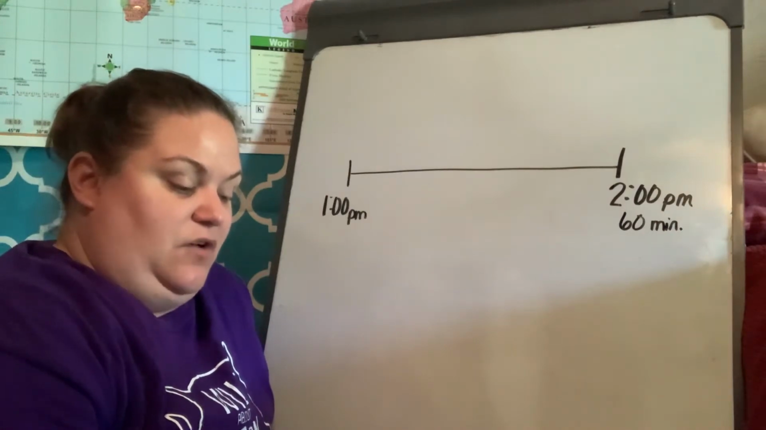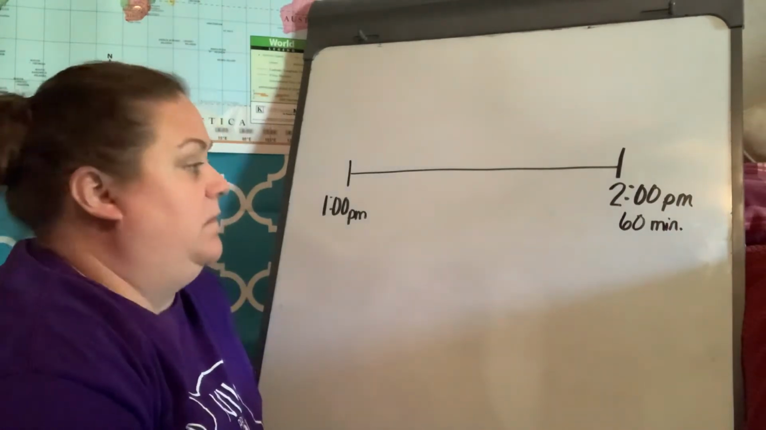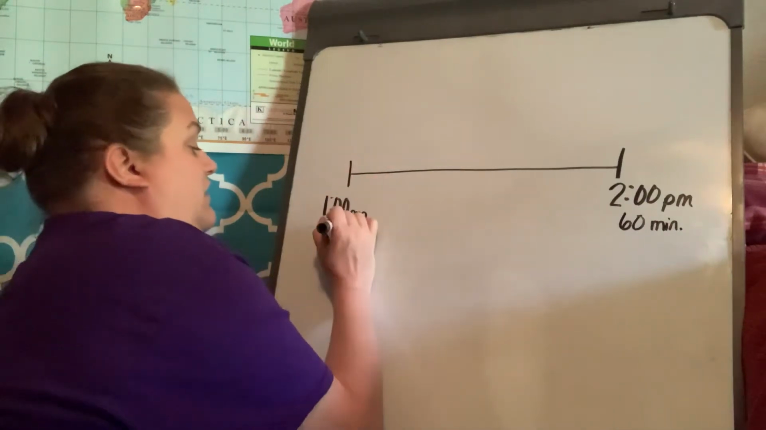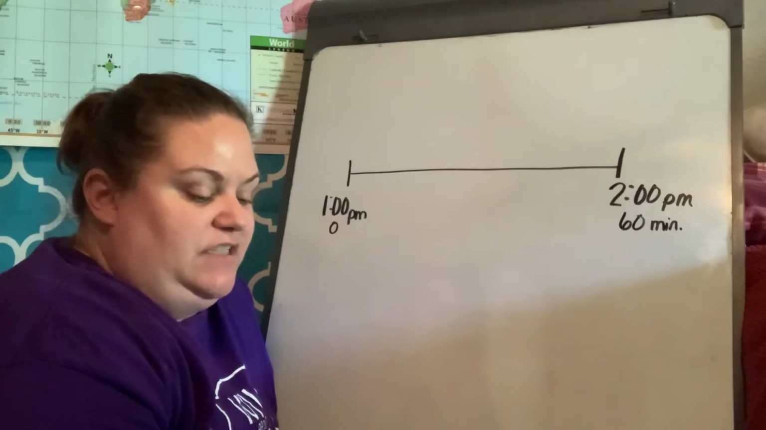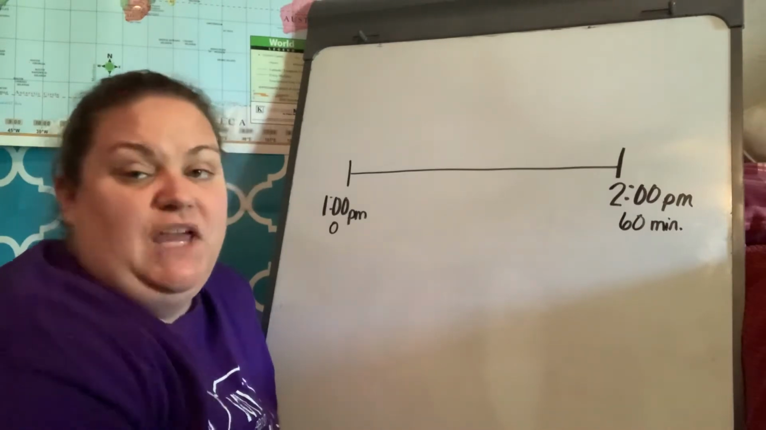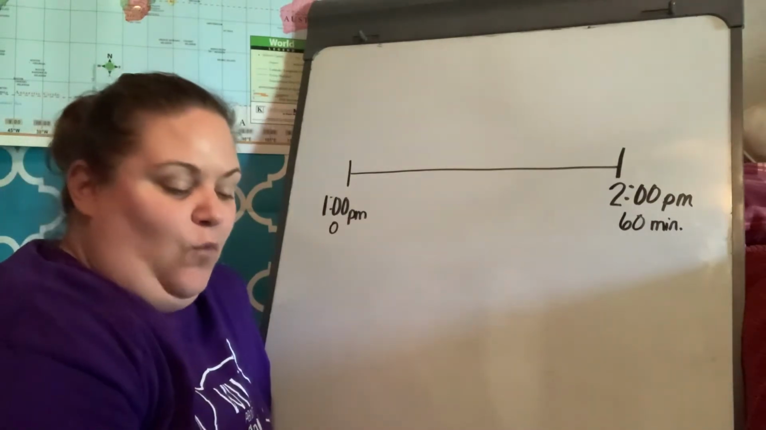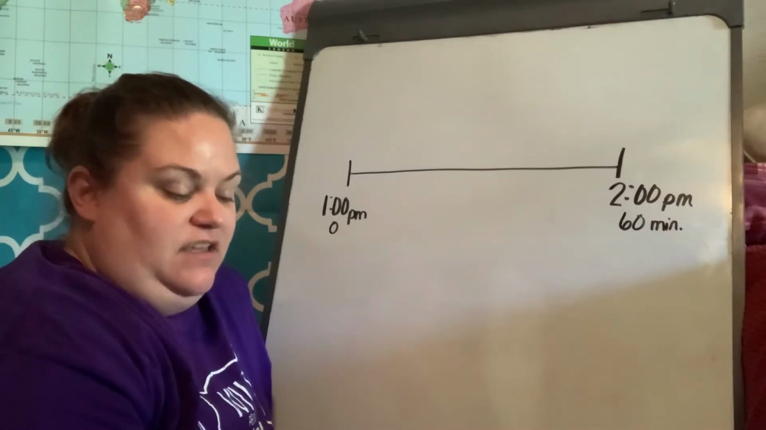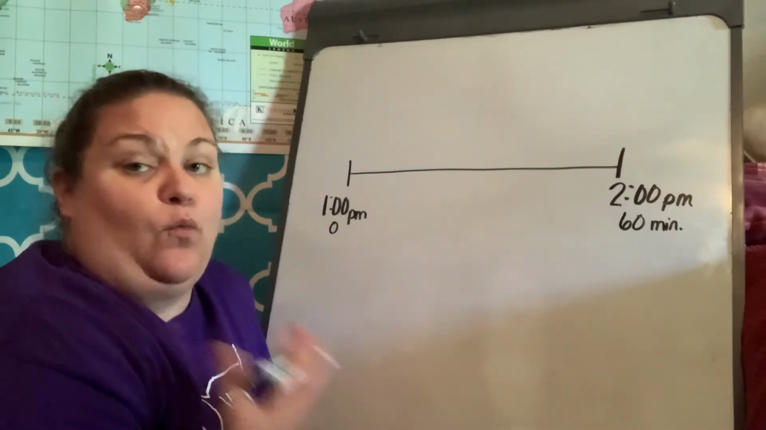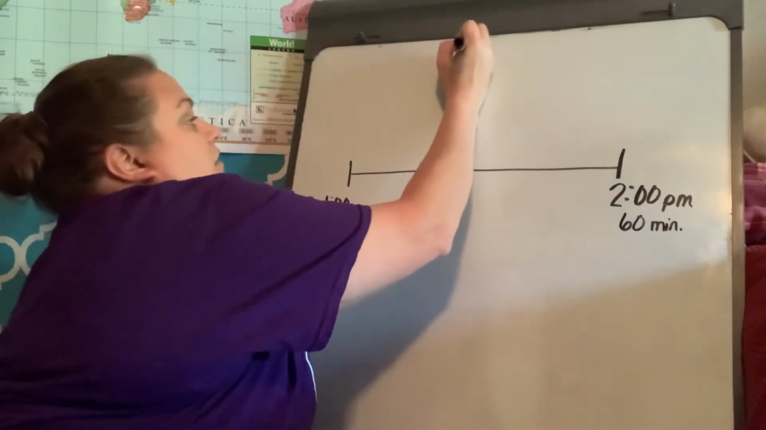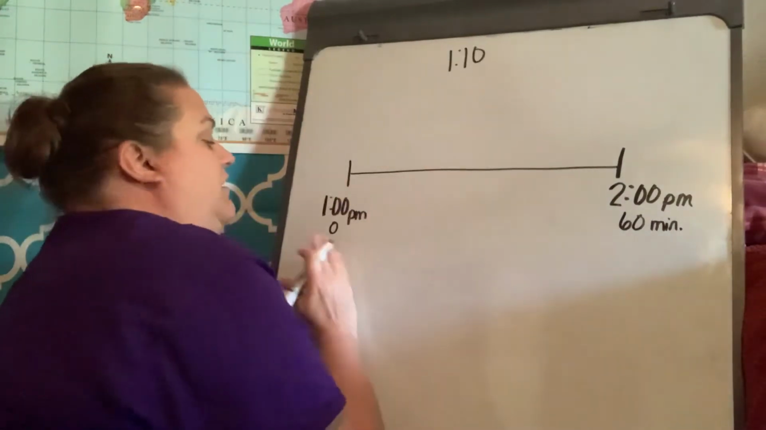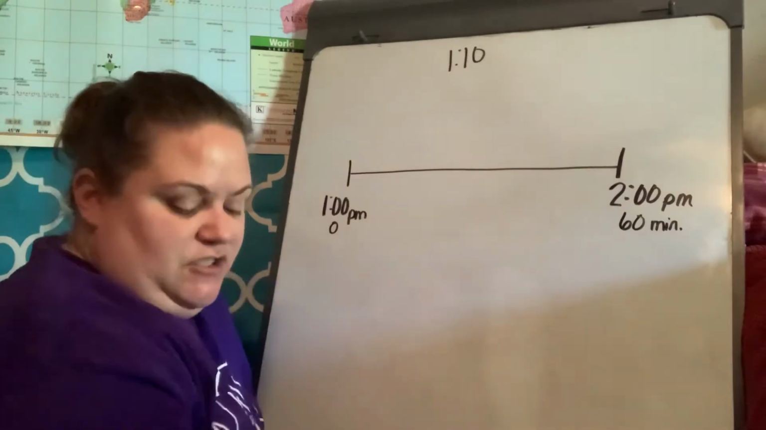All right, so this is our starting point, so it's like 0 minutes, and that's our ending point right there. So what I want to do is find out if we have recess at 1:10, what is that time going to be between 1 and 2 p.m.? So I'm thinking about the time of 1:10. I'm trying to figure out if 1:10 is going to be between 1 and 2 o'clock.